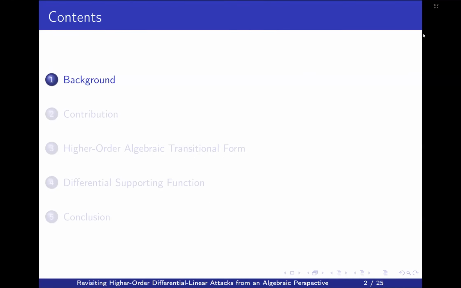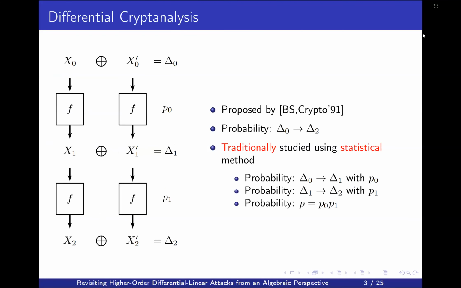Okay, let's go through the background knowledge very quickly. The differential probability was proposed by Biham and Shamir in 1991. It studies the probability of a difference propagation from delta 0 to delta 2. Traditionally, it is studied by using the statistical method. We cut the cipher into many different parts. Here I give an example with 2 parts. If we know for the first part the differential probability is P0, and the second part is P1, the whole probability can be calculated by multiplying them together. So P is equal to P0 times P1.